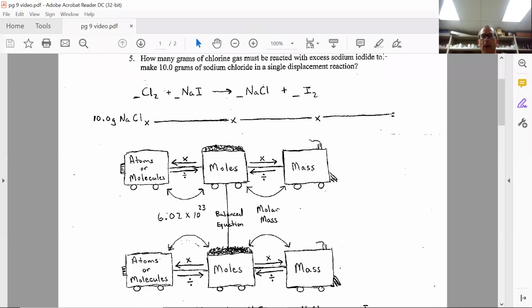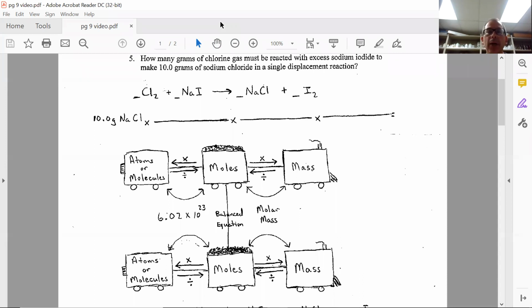Page 11, problem number 5, and this will be an extended mole train problem. We'll also show it through a chart style method as well. All right, let's identify what we know, see what we don't know, and go about solving this problem.